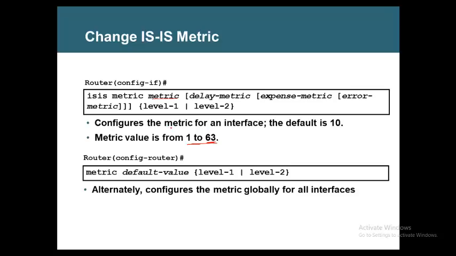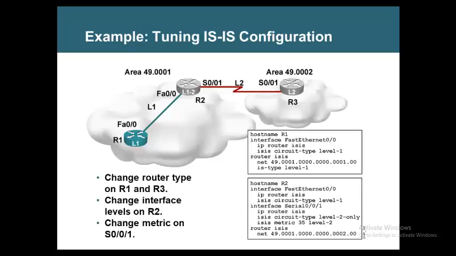And the default metric value, you can also set per level basis. Level 1, if you want to give one metric, and for level 2 a different metric, you can do that. This is for all interfaces. The previous one above is per interface. Okay. Here, this must not be new for you because we have done a lab already. But let's just go through it.